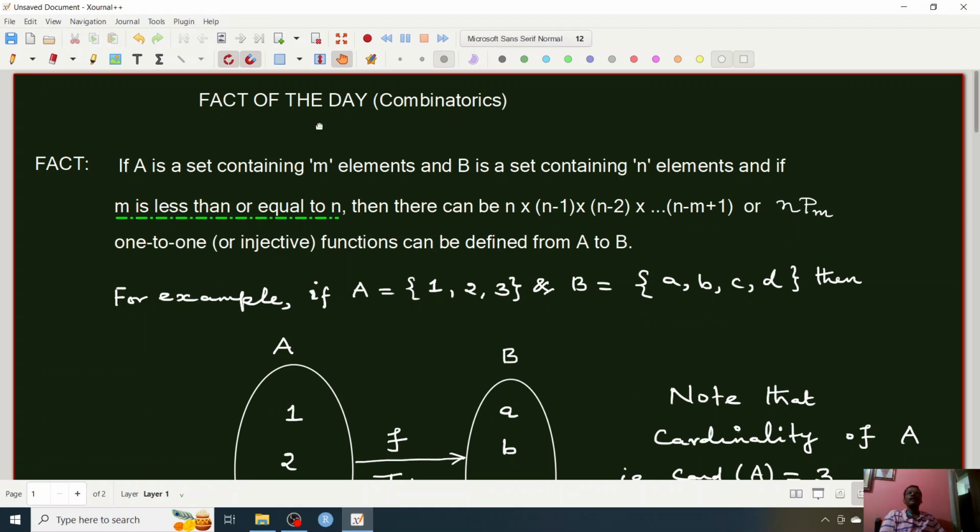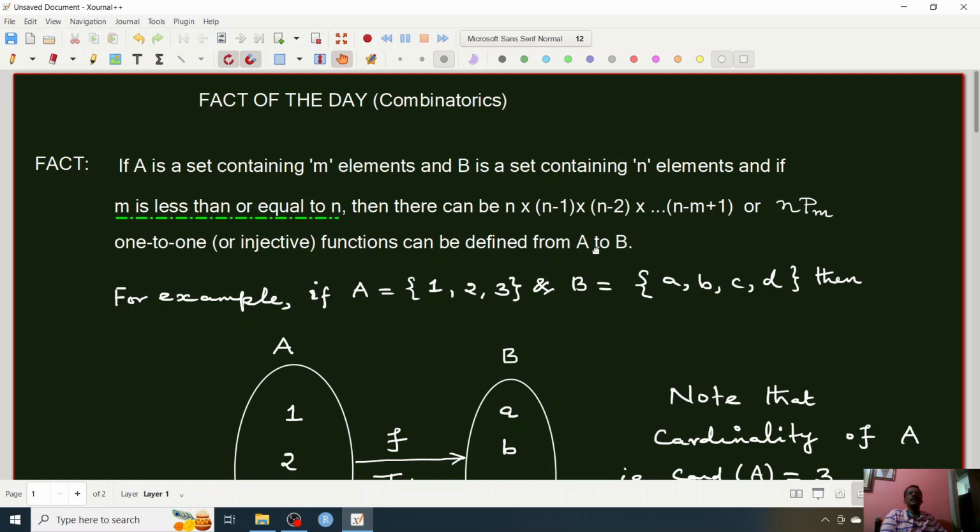Today's fact of the day is from combinatorics. The fact is, if A is a set containing m elements and B is a set containing n elements, and if m is less than or equal to n, then there can be nPm one-to-one or injective functions from A to B.